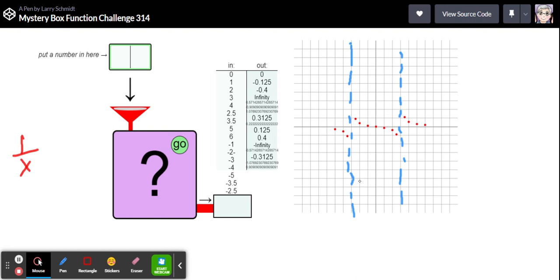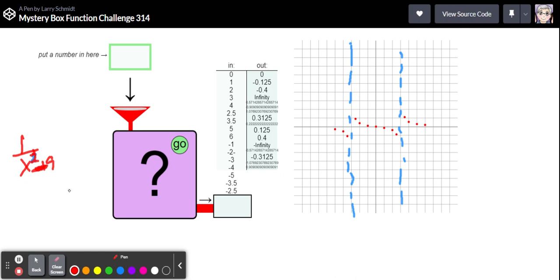I think the place to start is with the vertical asymptotes. To get a vertical asymptote of 3 and -3, you'd have to have x squared minus 9. Because if you put in a 3, 3 squared is 9, minus 9 would be 0. If you put in a -3, squared is also positive 9, minus 9 equals 0. So on the bottom, we've got x squared minus 9.